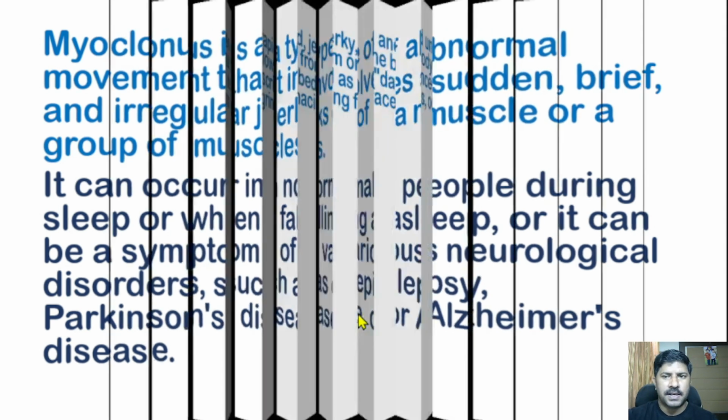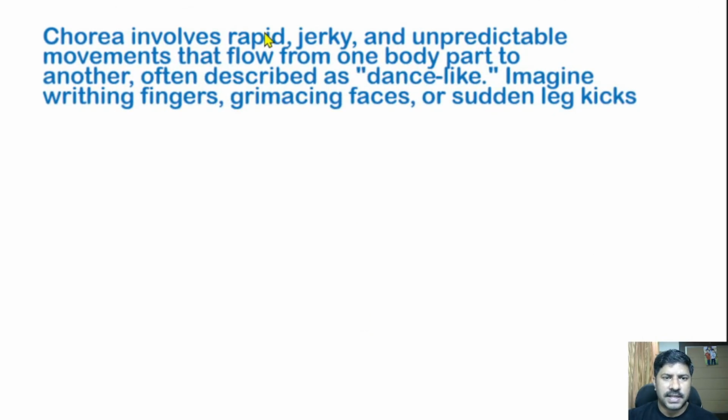At the same time, chorea involves rapid, jerky, and unpredictable movements that flow from one body part to another. First it may start from the hand, then go to the legs. Sometimes it may start from the legs, then move into the hands and face. That kind of wave-like movement spreads from one part into other parts. It is known as dance-like movements. Imagine writhing fingers, grimacing faces, or sudden leg kicks. These are examples of chorea movements.